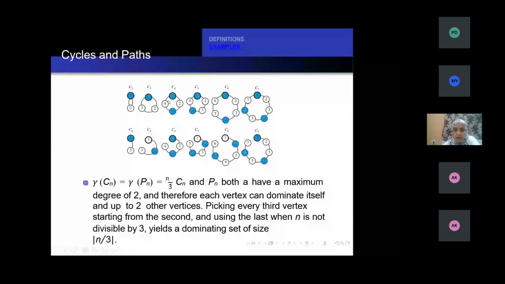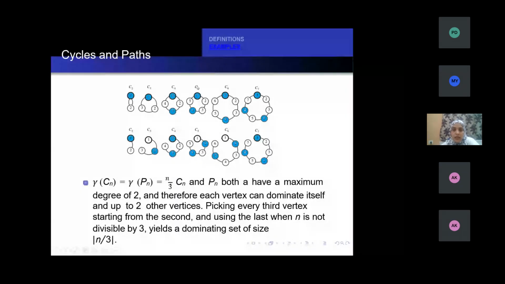So here one vertex is dominating 2 and 4, but it's not covering vertex 3. So we are considering even 3. So the domination number for the cycle graph C4 is 2. Why? Because we have taken 2 vertices in the dominating set. So our domination number will become 2.